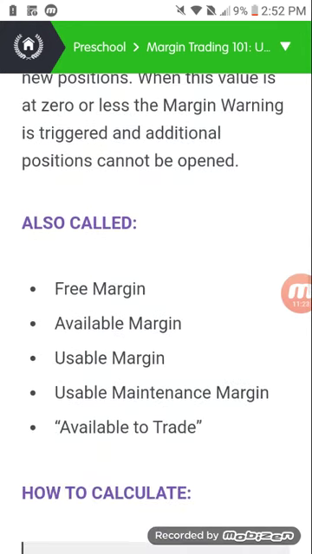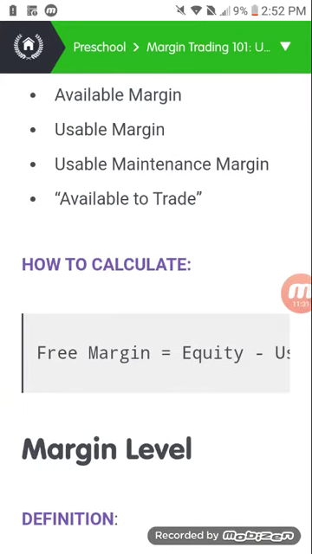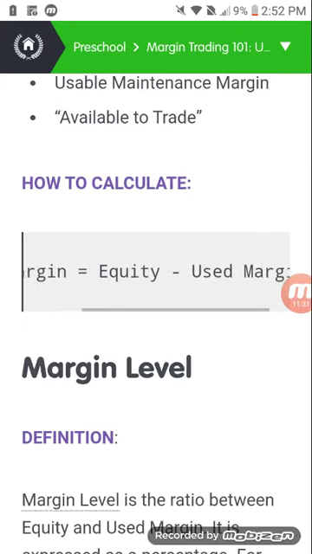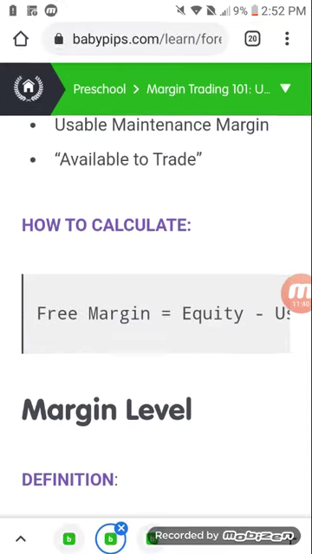It's also called free margin, available margin, usable maintenance margin, or available to trade. So how to calculate free margin? It will be the equity minus the used margin, and it will give you the free margin that you have available for new trades.